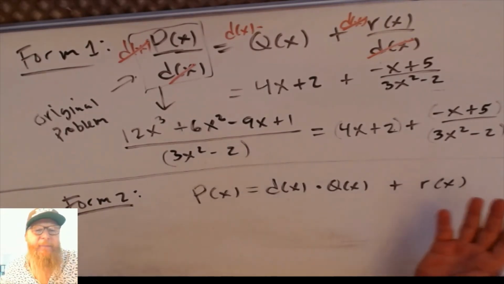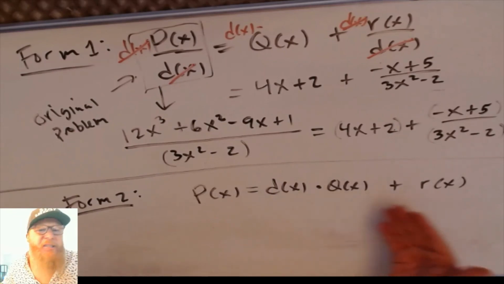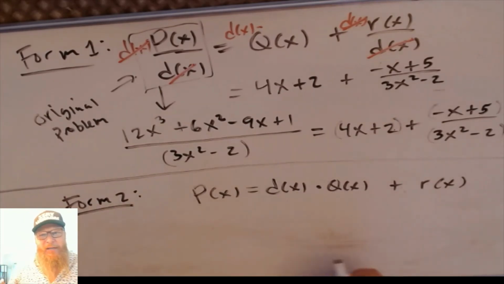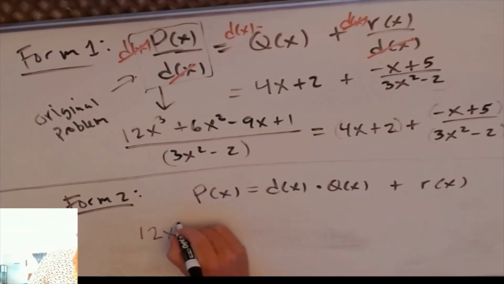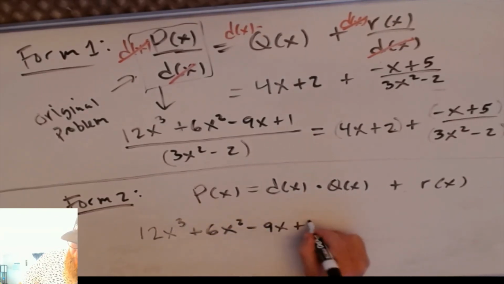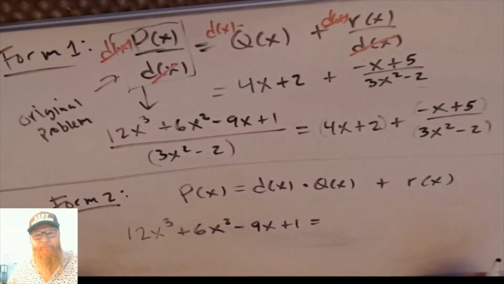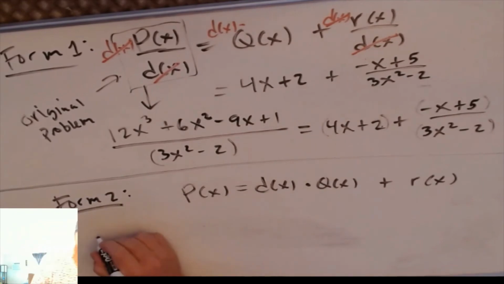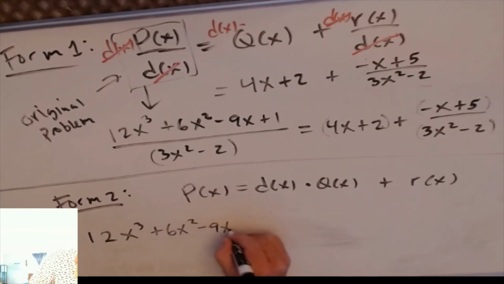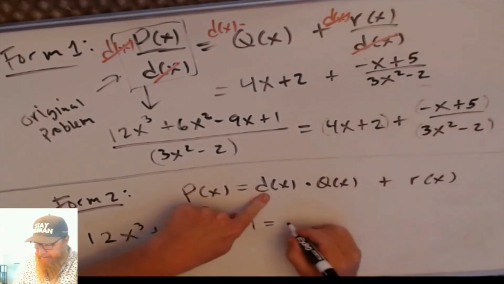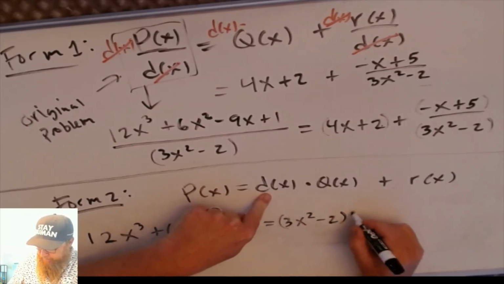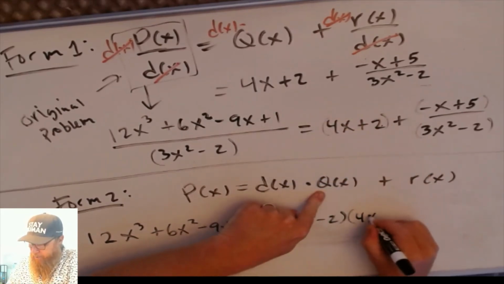If I were to give a name to it, I kind of wish it did have a name. I would call it semi-factored, or almost factored. Come up with some sort of loose term like that. So you have 12x cubed plus 6x squared minus 9x plus 1. So that's p. Maybe I'll write it a little bit farther over here. So 12x cubed plus 6x squared minus 9x plus 1 equals d, so d is 3x squared minus 2, times q, q is 4x plus 2.